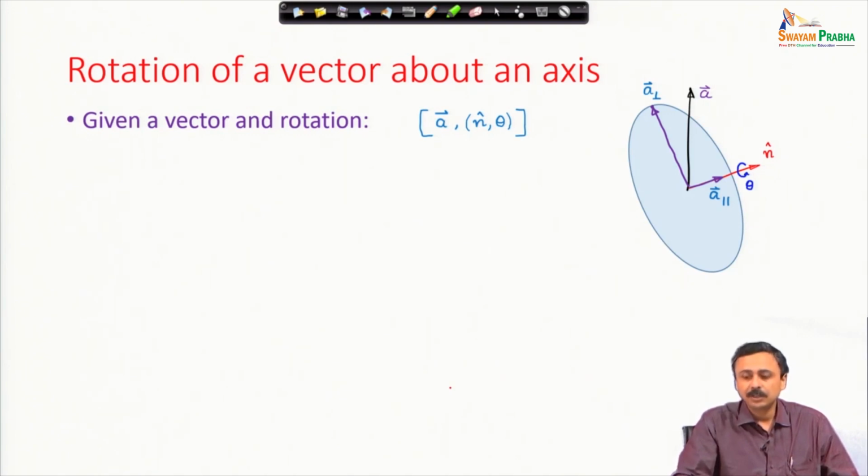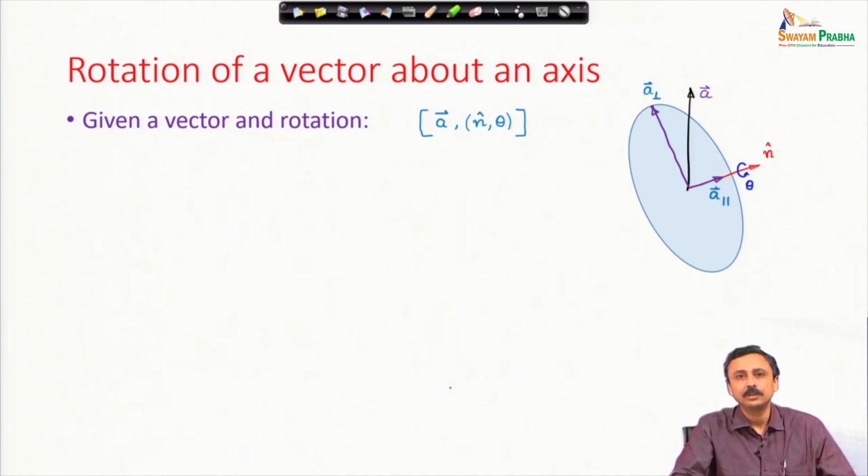A parallel cannot rotate. A parallel is already along the n cap direction, so it will not change; nothing will happen to A parallel. But what will happen to A perpendicular? It will rotate by an angle theta. Therefore, we can rotate A perpendicular by an angle theta and recombine with A parallel and get back the representation of A vector in the rotated configuration.